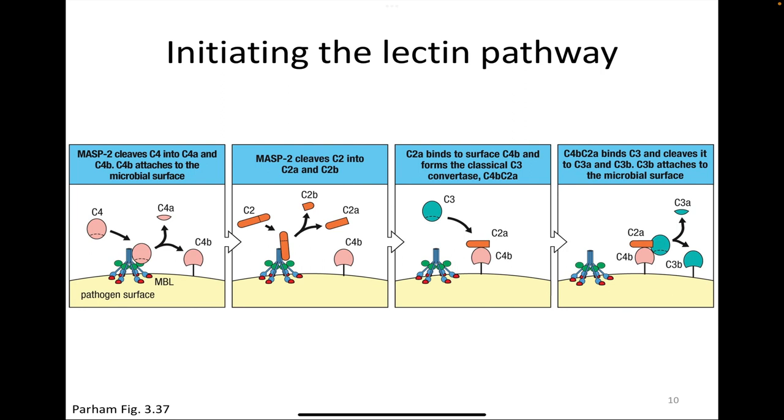And from there, it's identical to the classical pathway. So it's the same C4. The same C4 is turning on C2. This same C2 is turning on C3. Same C3 is turning on, it's all identical to what you just already saw with the classical pathway. Like I said, that's why I tell you the classical pathway first. So that one's pretty straightforward.